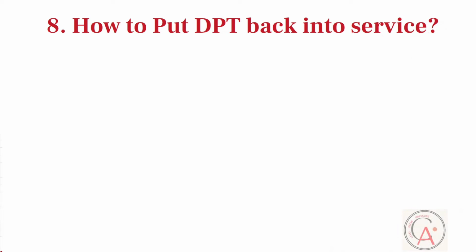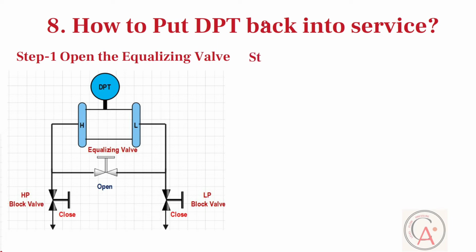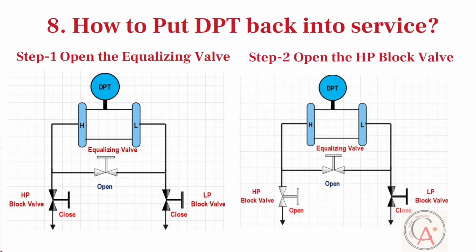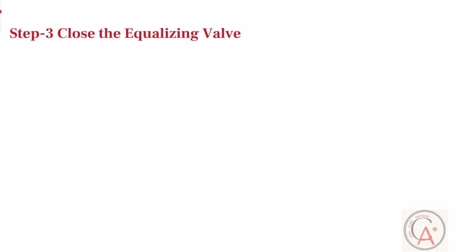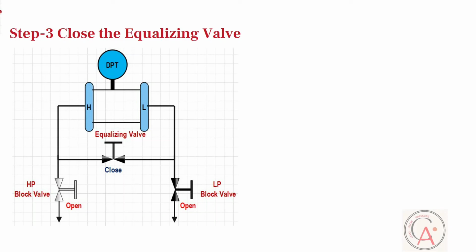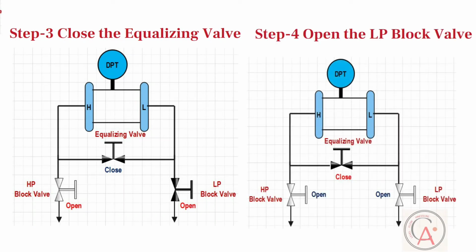To begin with all valves closed, and to put DPT back into service, first of all, open the equalizing valve. Secondly, open the high pressure side block valve slowly. In third step, close the equalizing valve. And finally, open the low pressure side block valve. Now, DPT is in service mode.